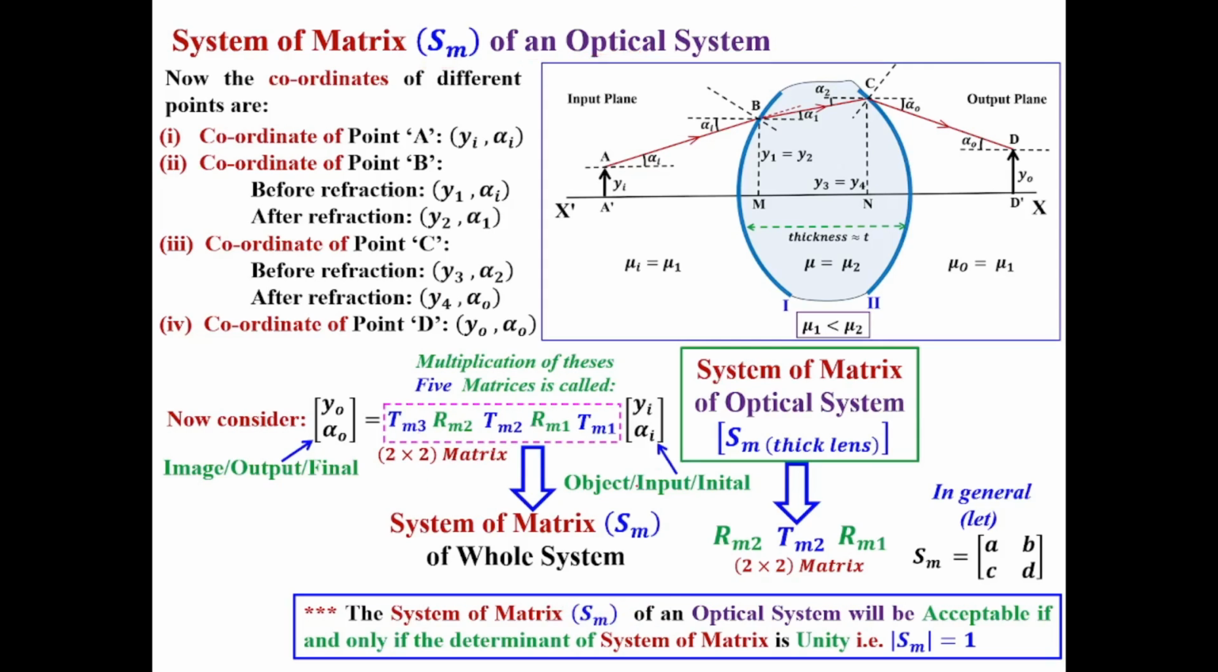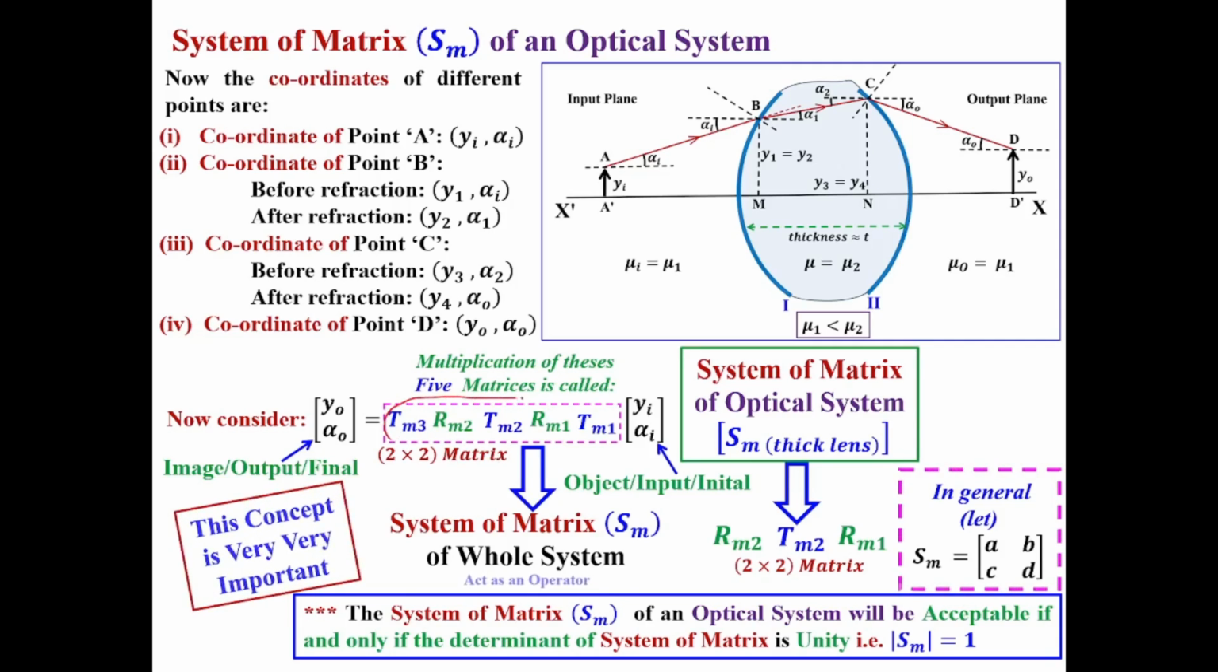Here, the system of matrix of an optical system acts as an operator. Here you can see this is the system of matrix, a multiplication of 5 matrices. When operated over input information or object information, we can find the output information or image information. This is your image, this is your object. So for the whole system, we have to consider the multiplication of these 5 matrices.